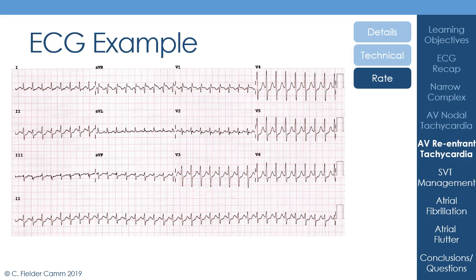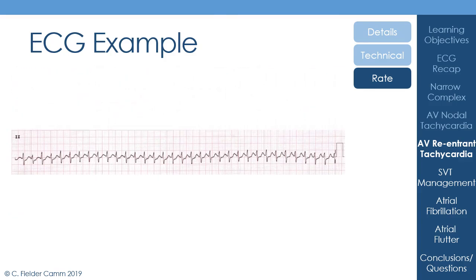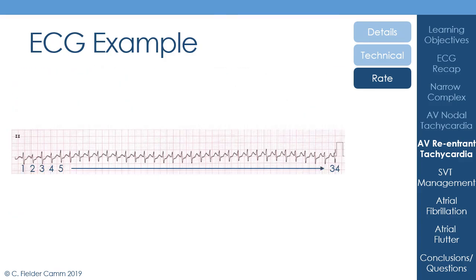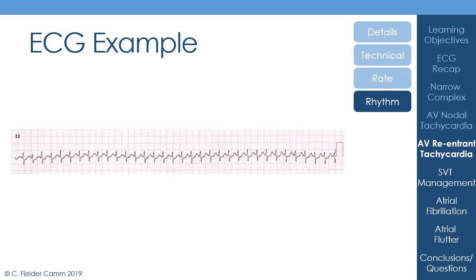Heart rate. Well, I think we can all agree that the rate is pretty fast here. So how fast are we talking about? Well, if we count up the QRS complexes, we see there are about 34 on this trace. The trace takes 10 seconds, so we multiply that by 6, and we see we're going at about 204 beats a minute. So really quite quickly.